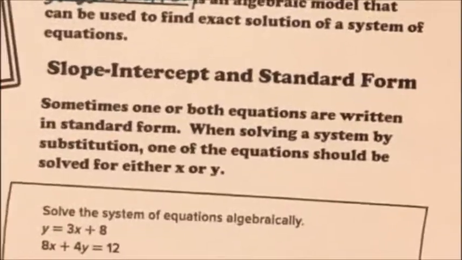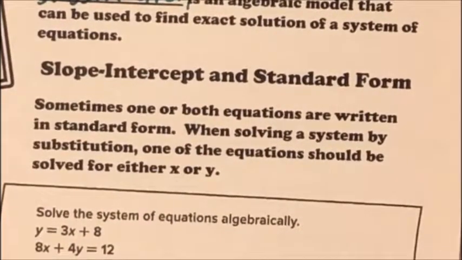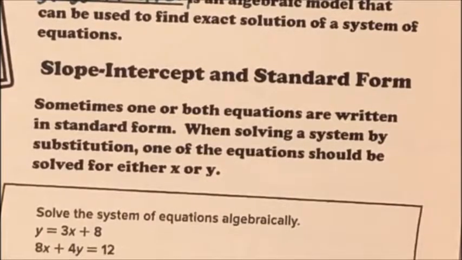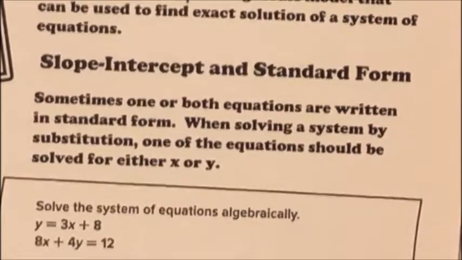Slope-intercept and standard form. Sometimes one or both equations are written in standard form. When solving a system by substitution, one of the equations should be solved for either x or y. So you want to have y by itself, or you want to have x by itself when you're solving systems algebraically. So let's take a look at two examples.